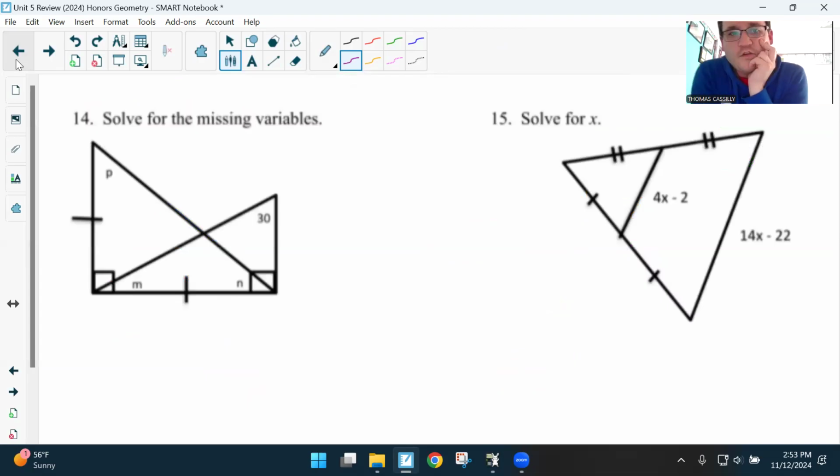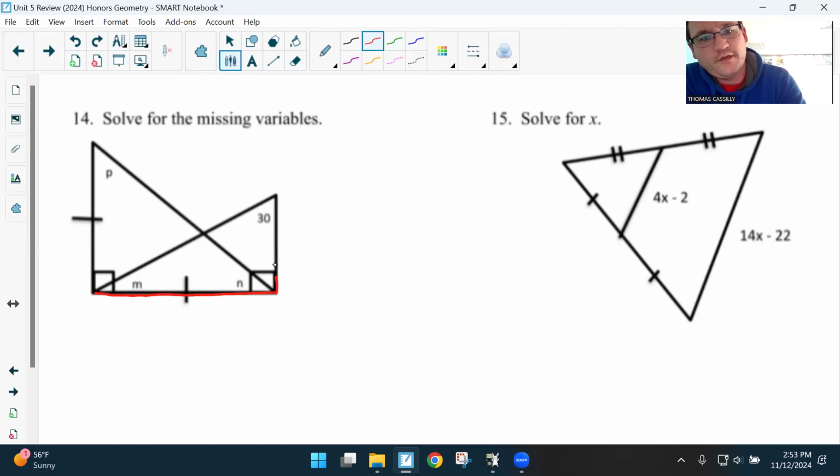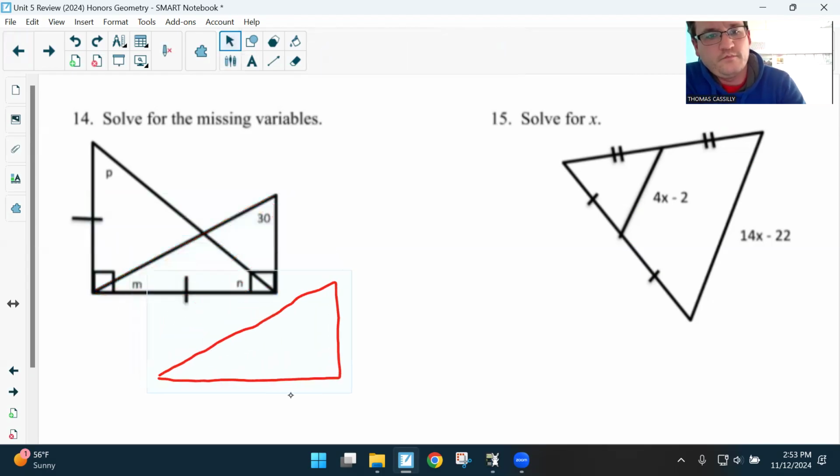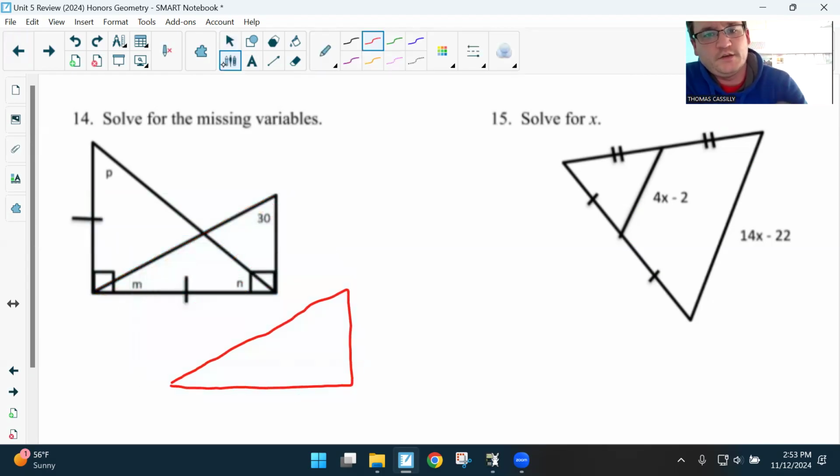All right. Solve for missing variables. So we got some triangles here. We got some overlapping triangles. So this is kind of something straight out of Unit 4. If I look at this triangle, I have a 30-degree angle up here. I have a 90-degree angle down here. So that means that this angle right here has to be 60.